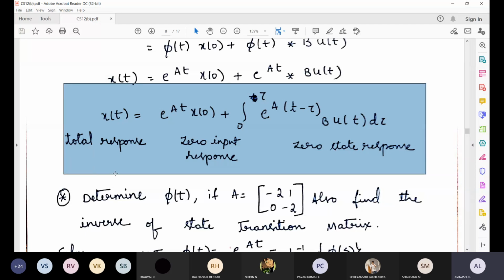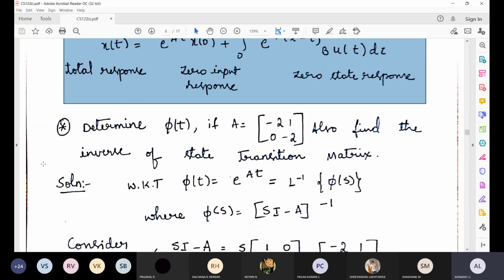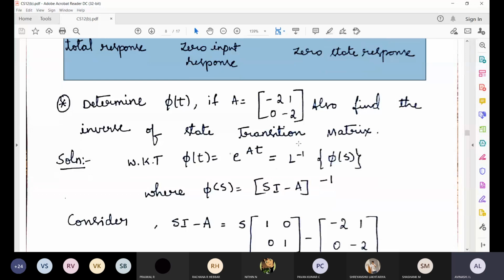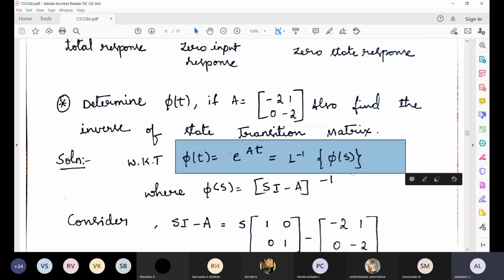Now after we understand this equation, we can see one numerical. Determine phi of t, if A is given as [minus 2, 1; 0, minus 2]. Find the state transition matrix. We have to understand that the state transition matrix is phi of t. So phi of t will be equal to what? e to the power of A t.